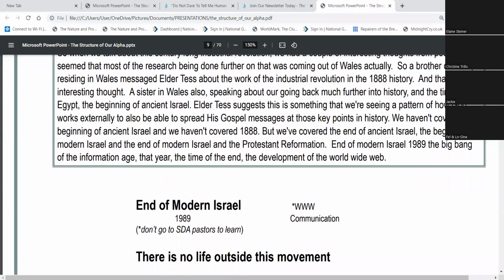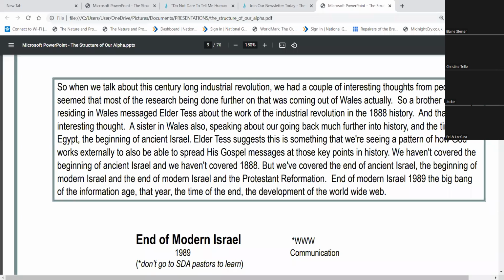When we talk about this century-long industrial revolution, we had a couple of interesting thoughts from people, and it seemed that most of the research being done further on that was coming out of Wales, actually. So a member currently residing in Wales messaged Elder Tess about the work of the Industrial Revolution in the 1888 history. And that's an interesting thought. Another member of Wales also spoke about going back much further into history and the time in Egypt, the beginning of ancient Israel. Elder Tess suggests this is a pattern of how God works externally to also be able to spread his gospel messages at those key points in history.